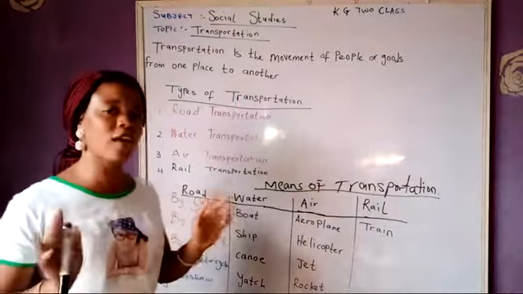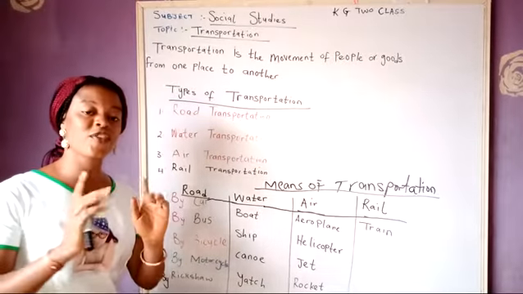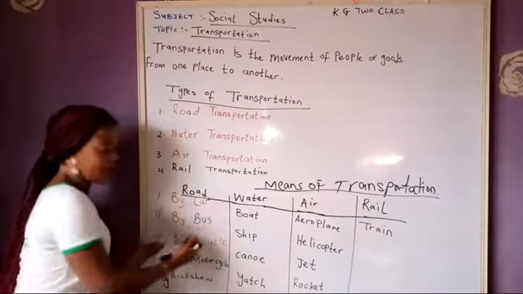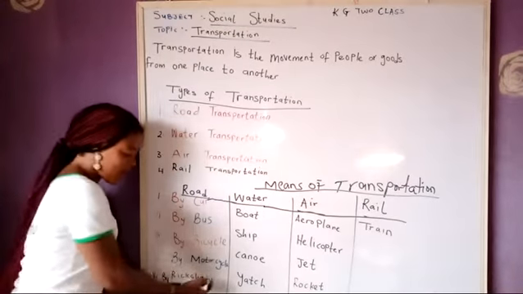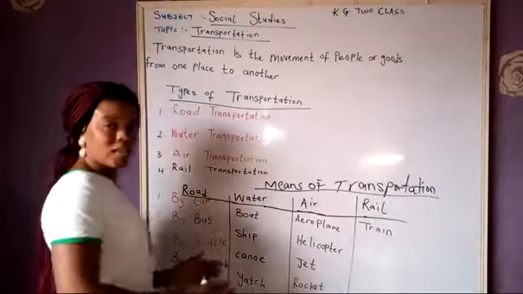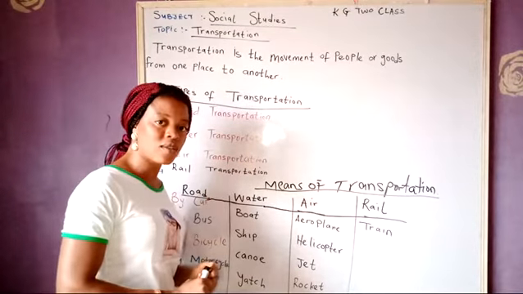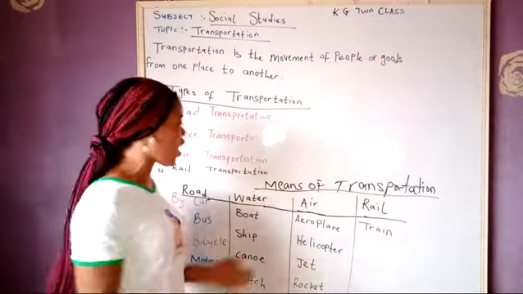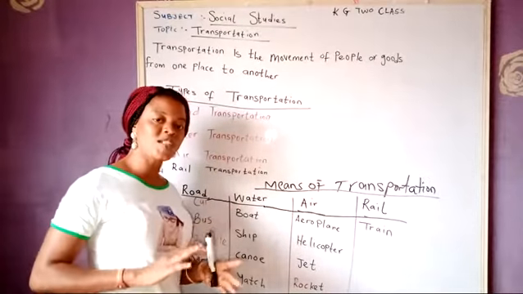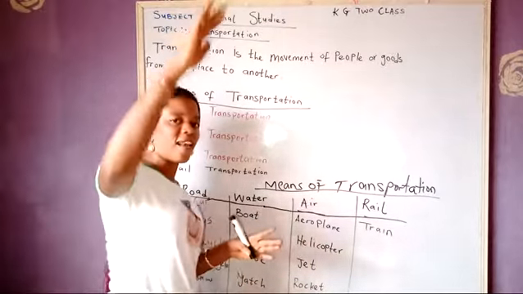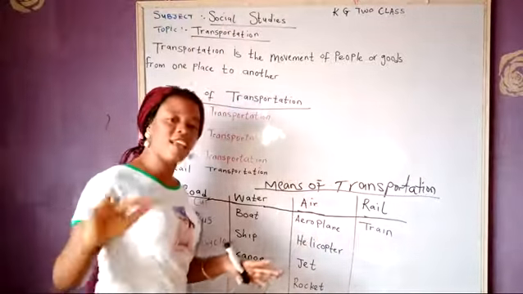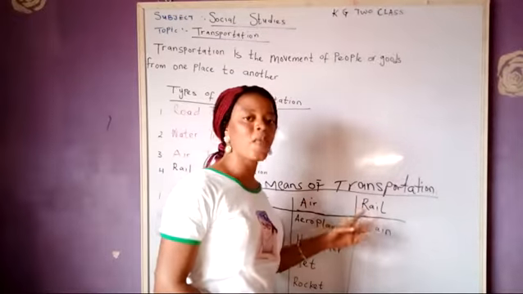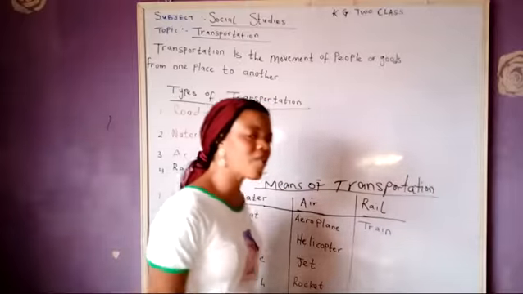So pupils, don't forget all these means of transportation. If I were you, I would learn them by their types of transportation. Road transportation, we have car, bus, bicycle, motorcycle, rickshaw. We also have water transportation. It is the means of transportation which has to do with boat, ship, canoe, and yacht. We also have air transportation. It is the movement of people or goods on the air, like aeroplane, helicopter, jet, rockets. Then we also have rail transportation, movement of people or goods on the rail.